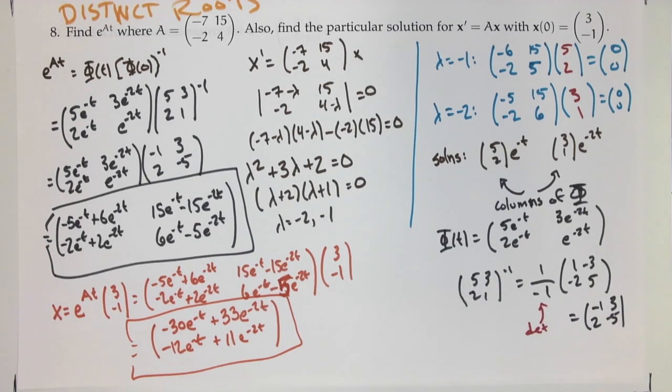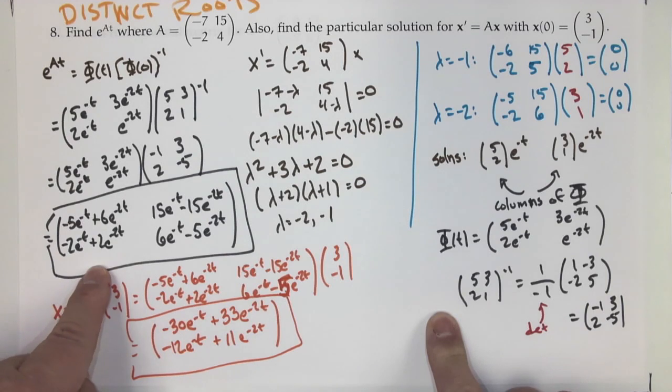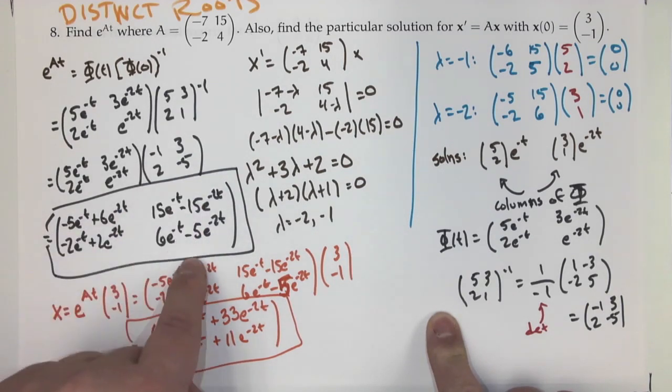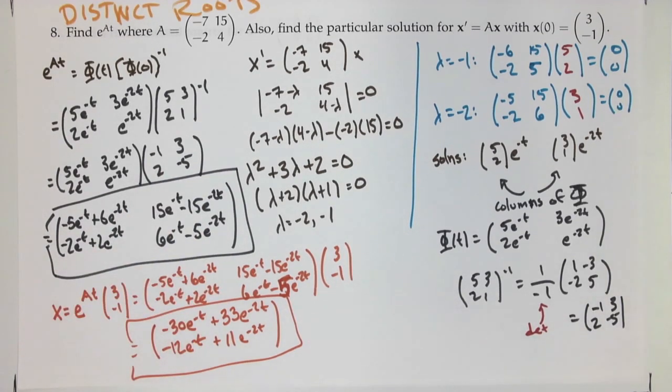I think I saw another question. How do you necessarily know that that works? How do I know that this works? Well, because the theory says it works. What you're really doing here, when you multiply e to the at times this 3 minus 1, is you're going to take 3 times this solution and minus 1 times that solution. So it's a combination of solutions. And so that's why e to the at times anything is always a solution. It just happens to have the right initial value as well.